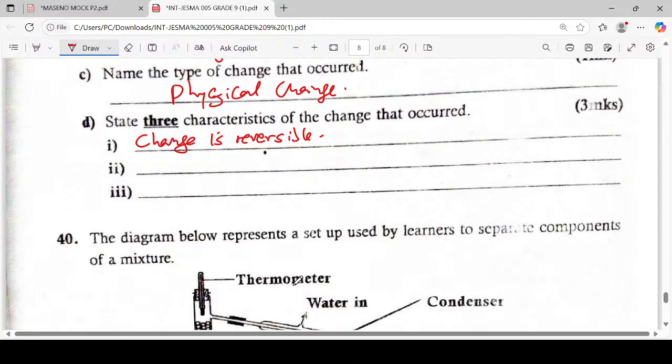Number two, I can say no new substance is formed. No new substance is getting formed.